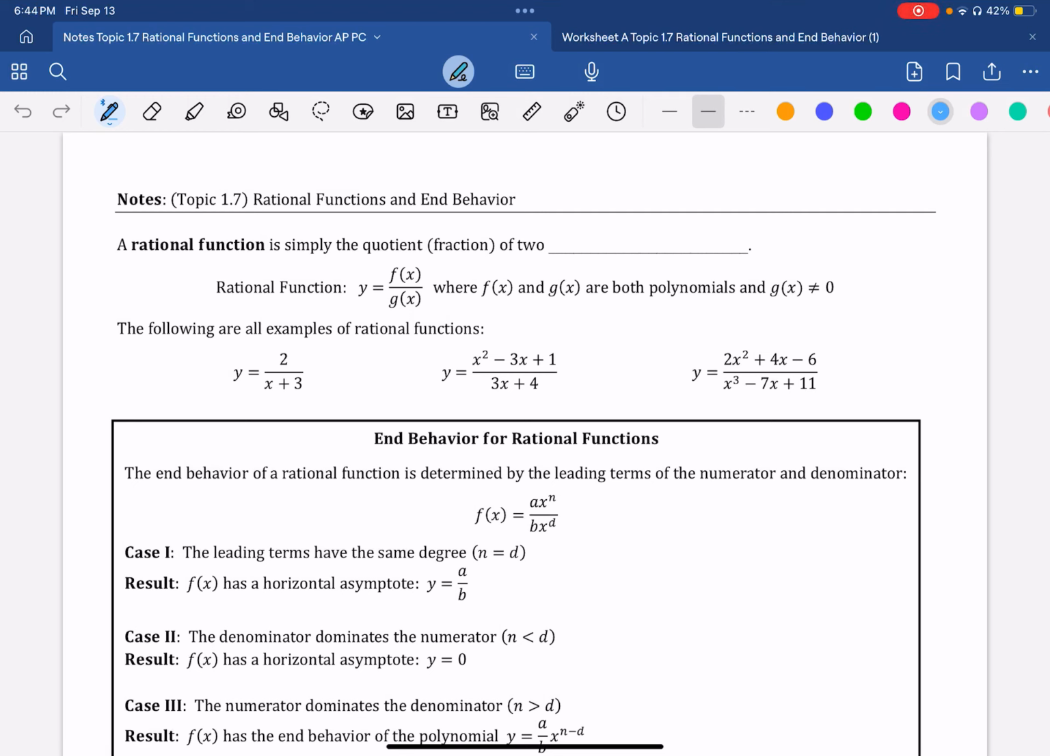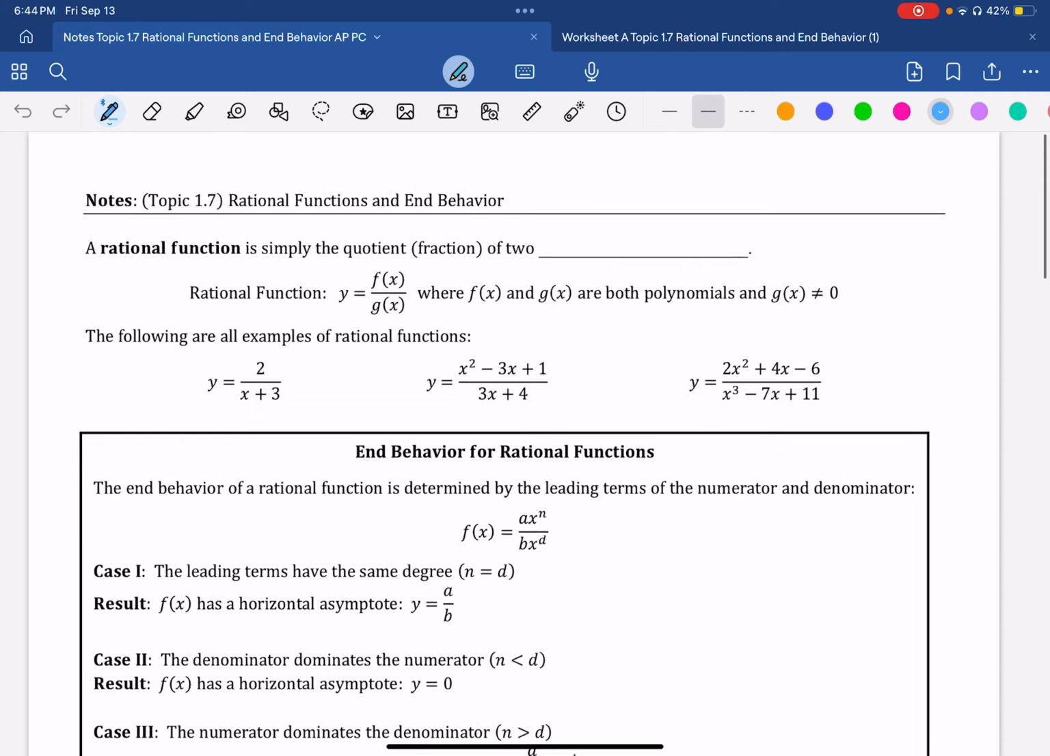Today we're going to be doing topic 1.7, rational functions and end behavior. So today we're finally starting rational functions. You'll be hearing about rational functions for lesson 7, 8, 9, 10, and 11. Okay, so this is just the beginning. We're going to be doing the end behavior.